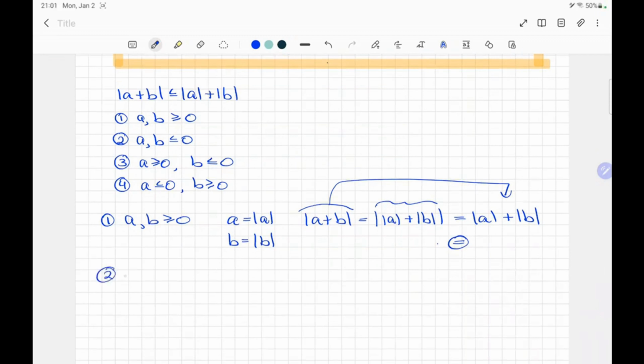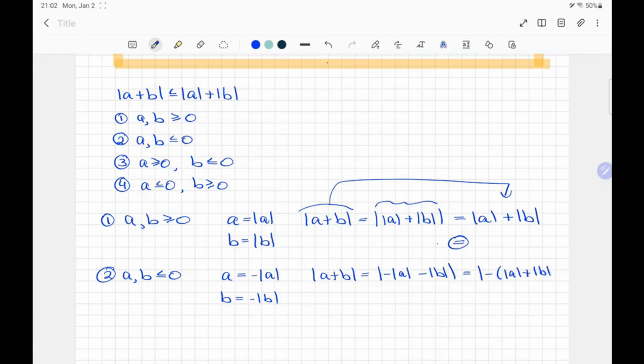Now in the second situation, where a and b are both less than or equal to 0, we have that a equals minus its absolute value, and b equals minus its absolute value, which means that the absolute value of a plus b equals the absolute value of minus absolute value of a minus absolute value of b, which is equal to the absolute value of minus, in brackets, absolute value of a plus absolute value of b, and this is equal to absolute value of a plus absolute value of b. So we can see that once again equality holds and we're fine.